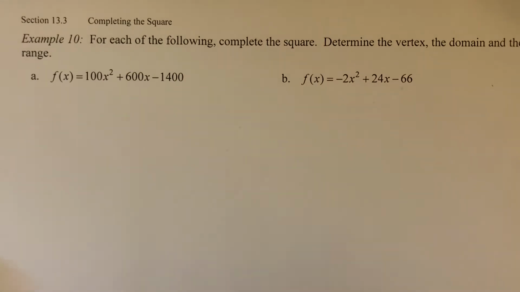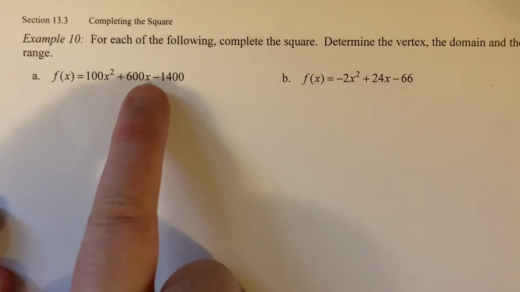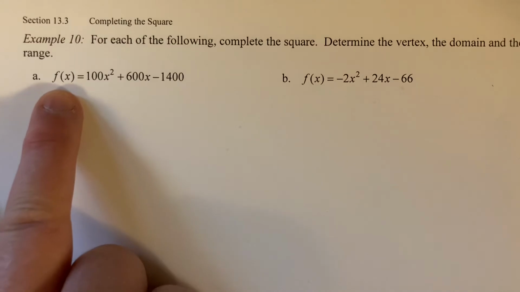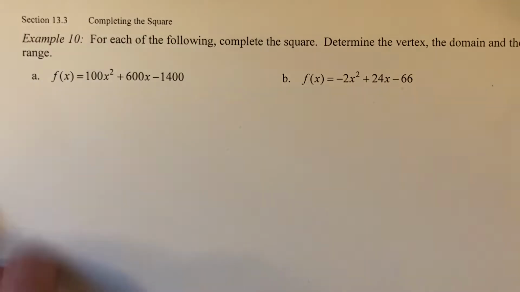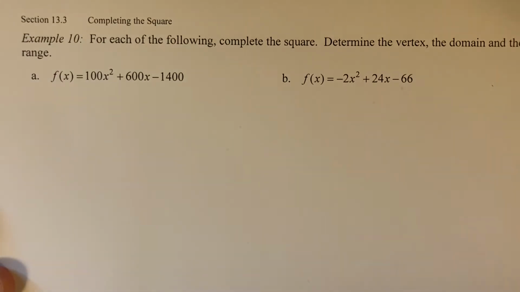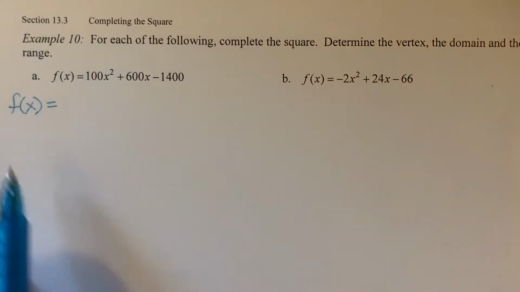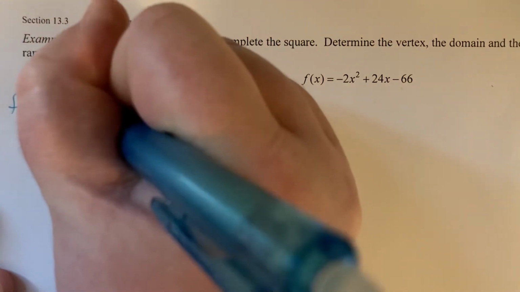Now, one thing we might see in part A here is that everything is divisible by 100. So you might feel like, well, we should just divide both sides by 100. The problem is I'm not solving this equation. I don't want f of x divided by 100 on the left side. So I can't just divide by 100, but I can factor out 100. We still want to maintain this f of x equals on the left side. But factoring out 100 works.